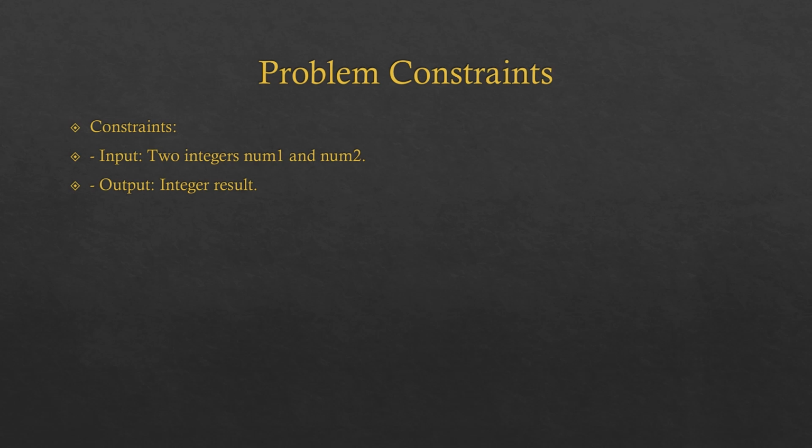The problem has straightforward constraints. We are given two integers as input, num1 and num2, and we need to output an integer result that meets the specified conditions.